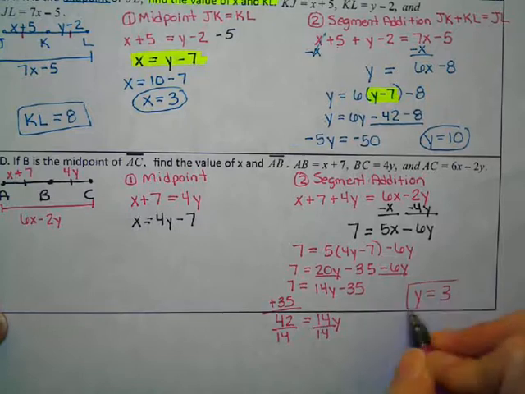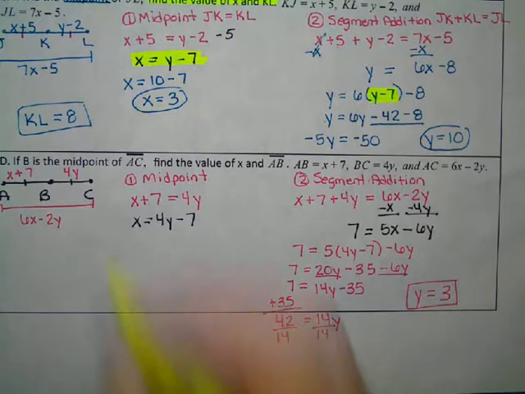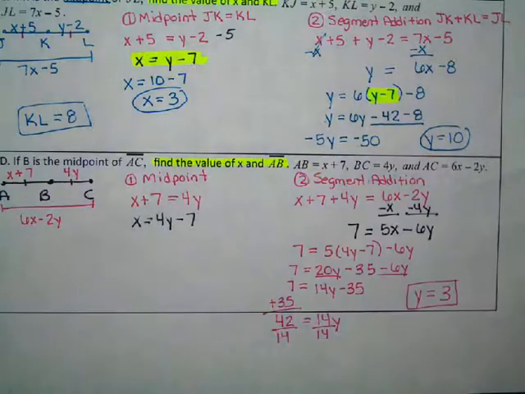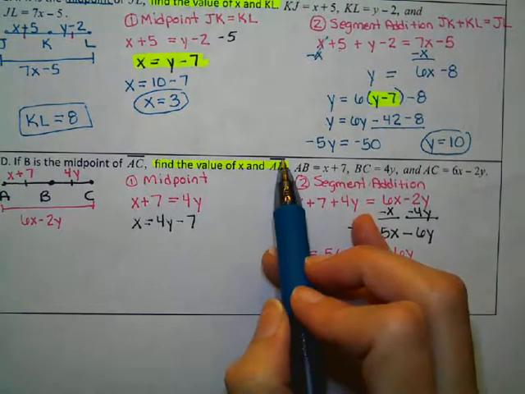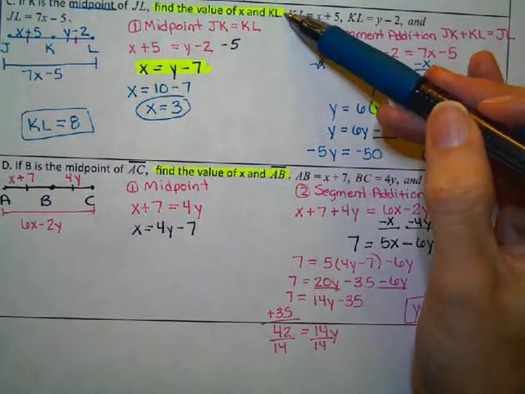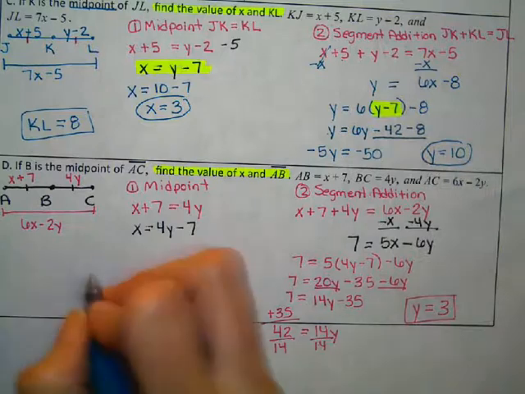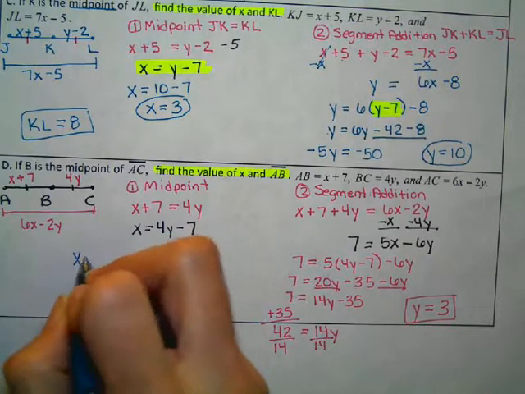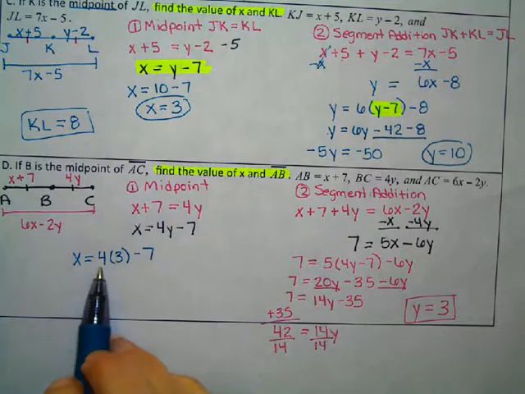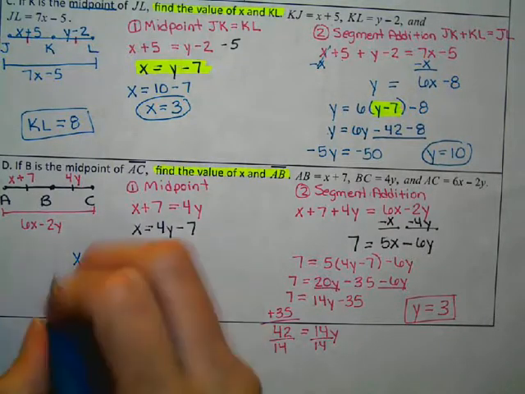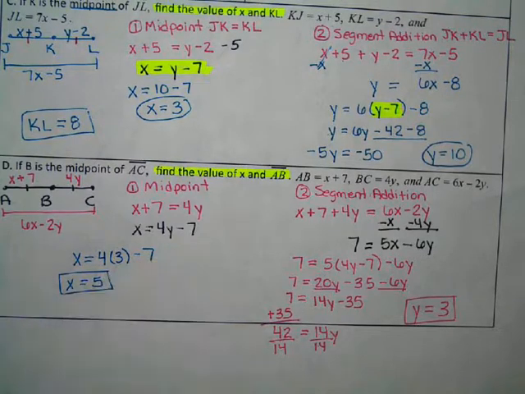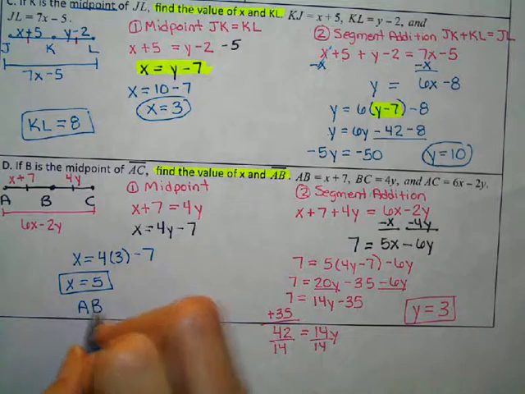It says find the value of x and segment AB. This one was a typo. It shouldn't have this line above it. When we're finding a measurement, like if you look at the one above it, it doesn't have a line above it. That means you're looking for a measurement. So, find the value of x. X would equal 4 times 3 minus 7. So 4 times 3 is 12, minus 7 is 5. Okay, what else? AB. So AB equals x plus 7, so that would be 12.